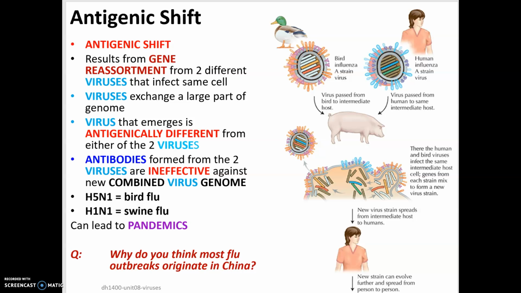Now, if another virus is already in their cells, this is when we get the opportunity of antigenic shift happening. This is why we see a lot of flu outbreaks coming from China. And it's not just China, of course. It's any country where you have humans and different species of animals living very closely together.